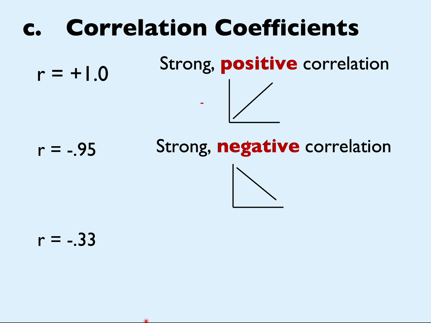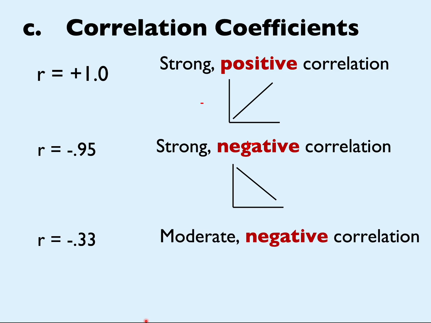What about a correlation coefficient of negative 0.33? That's a moderate correlation. We'd also say that that's negative because there's a negative sign at the beginning. And what is this graph going to look like? It's going to look like this one here, but not as steep. It's going to look like that.